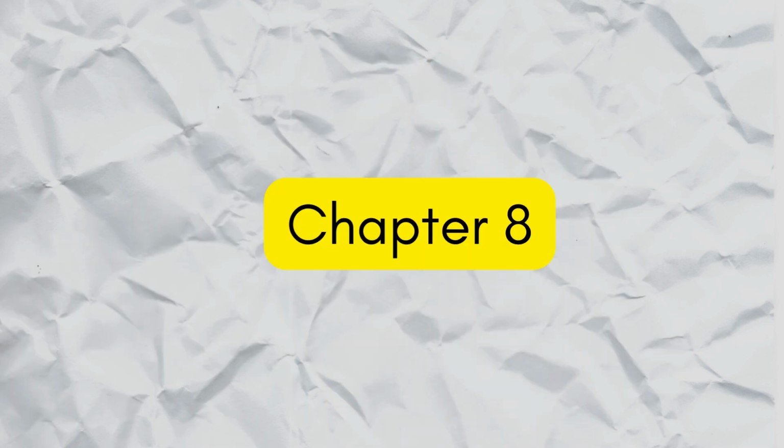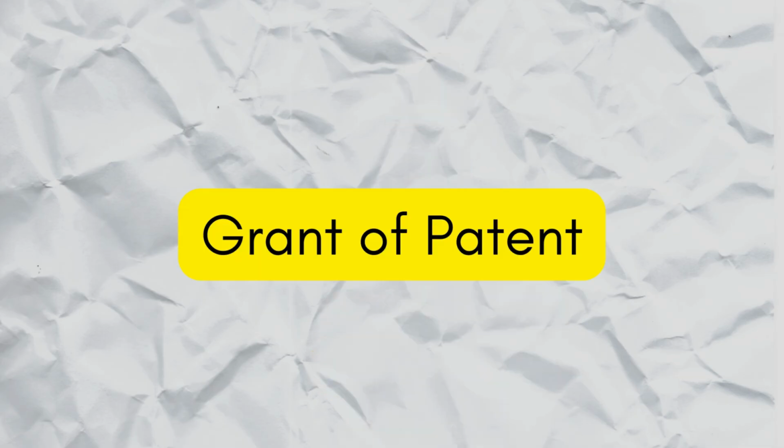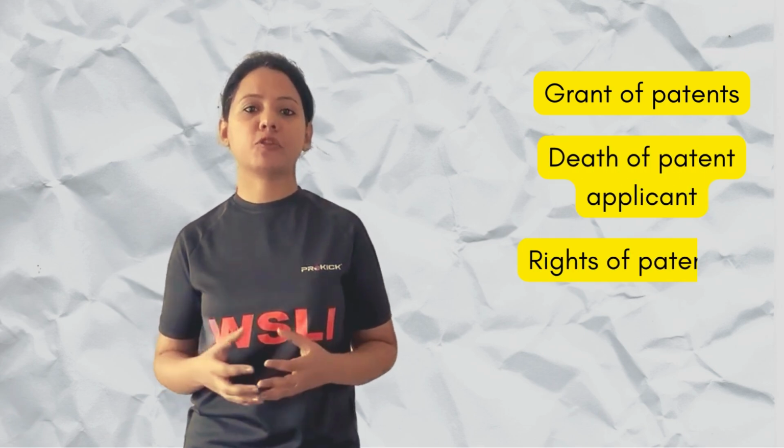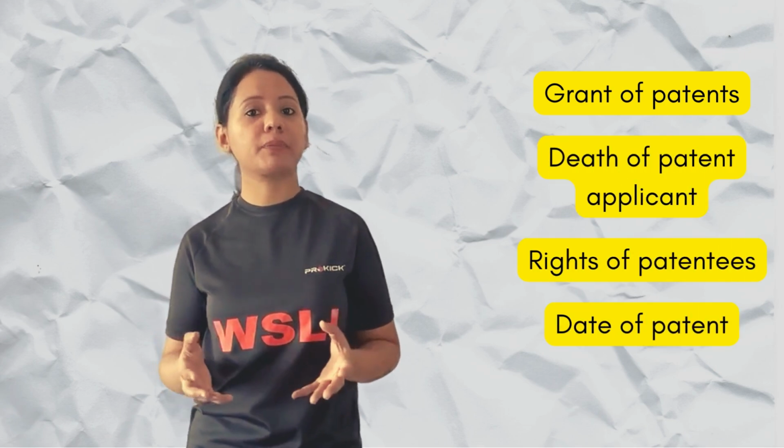Now this is the part for which the applicant waits once his patent has been filed and prosecuted, that is the grant of patent. So let's cover it. So this chapter covers the grant of patents, what happens in the event of the death of a patent applicant, what are the rights of patentees, what does date of patent mean, and much more.